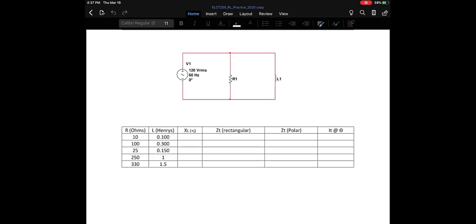Okay, so now we're working on the parallel example of RL, where branch 1 is our resistor branch and branch 2 is our inductor branch. In this example we're looking at a total impedance that's a parallel impedance, so we have to make sure we don't approach this by simply adding the impedances together like we did in series.